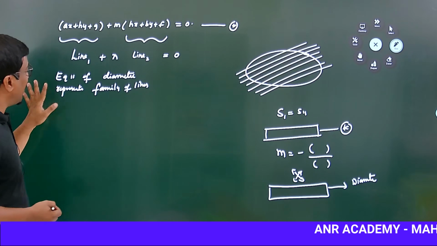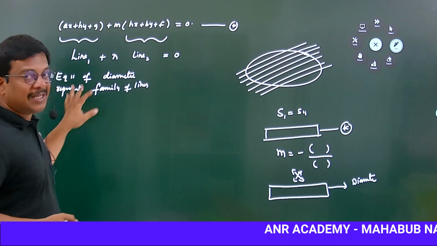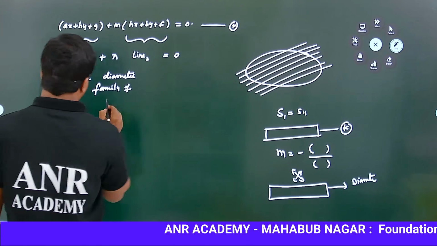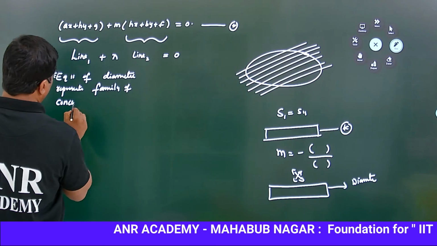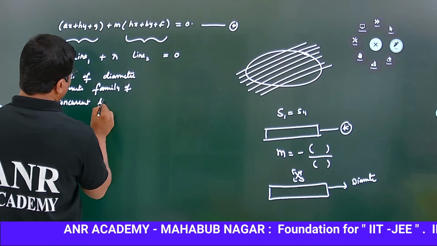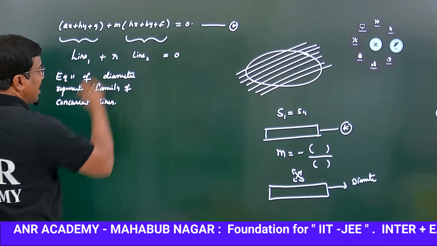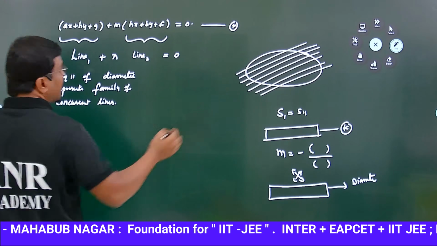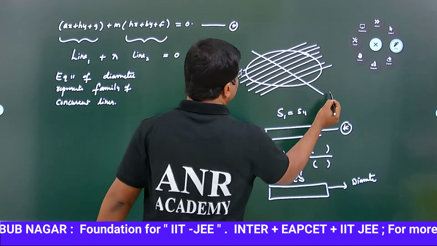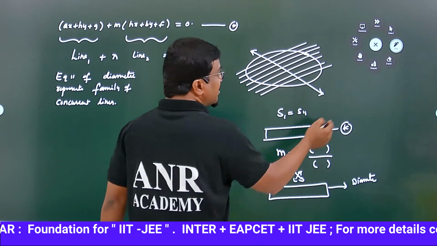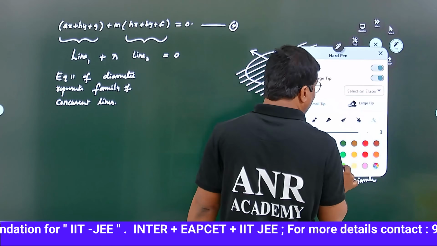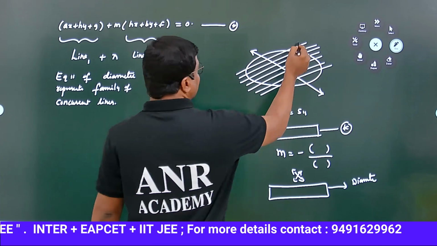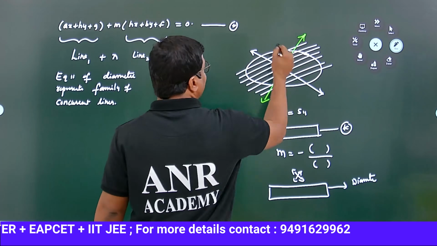So the equation of diameter represents a family of concurrent lines here, intersecting lines, right? Family of concurrent lines. Actually, this equation indicates the diameter, right? You got this one, the diameter, and this diameter is indicating a family of lines, right? Family of lines, and they pass through one common point. Okay.